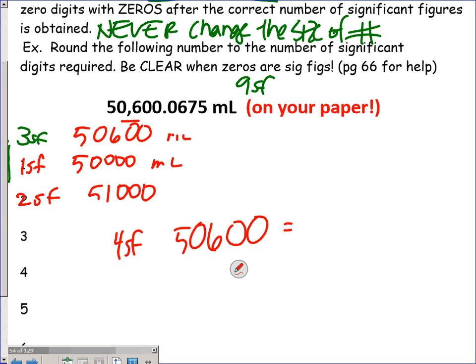Can you write that in scientific notation? Shout it out. 5.0. Okay, I heard 5.06, and I heard times 10 to the 4th, because if we put the decimal there, I see that, right? But how many sig figs are here? 3. So what do I need here? A 0. That's how I meet my sig figs. You guys do that? Yes.